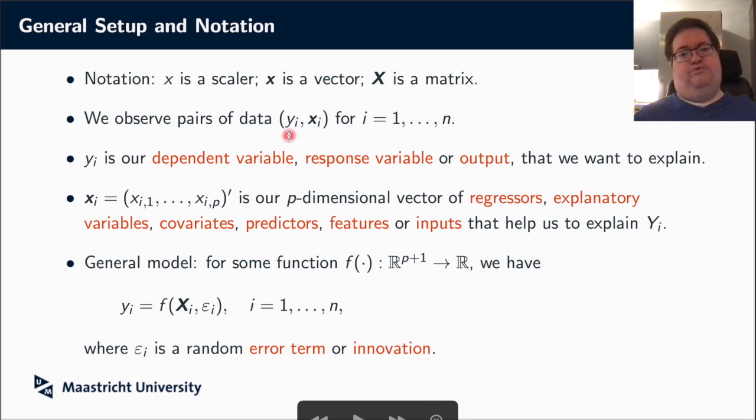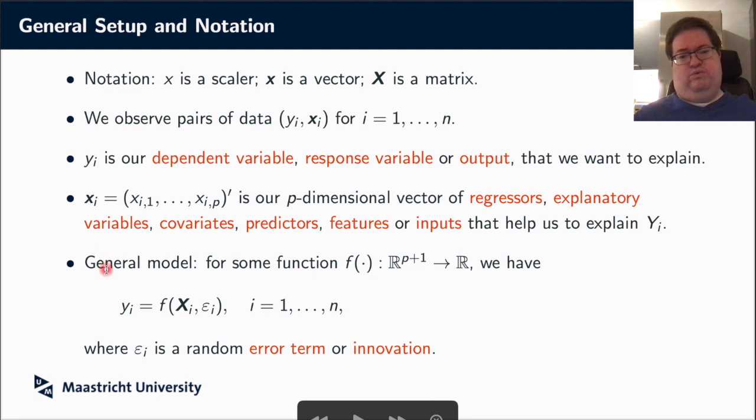We generally assume that we observe pairs of data, yi, the dependent variable that we want to explain, that we want to predict, for instance, and xi, the regressors, the covariates, or if you want to give them a more machine learning name, the features that help us to explain y. We usually index observations with i running from 1 up to n, where n is our sample size. x we assume to be p-dimensional, so we have p different regressors that we use to model y. High dimensionality will come from the fact that p is going to be large.